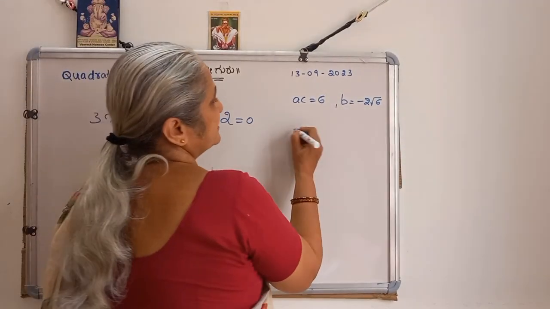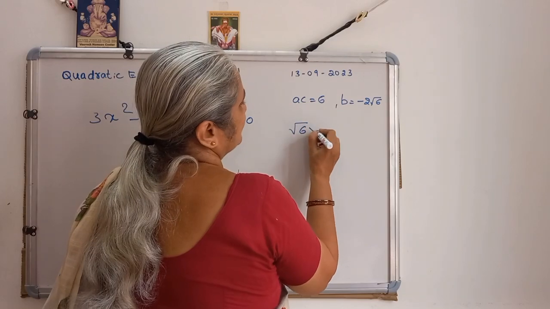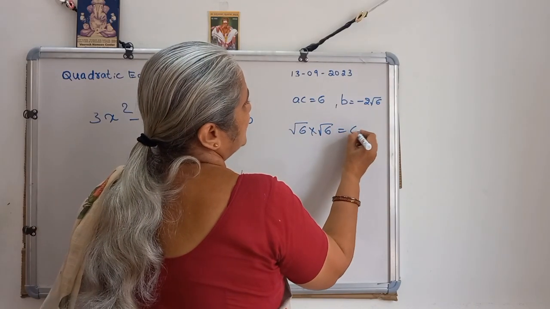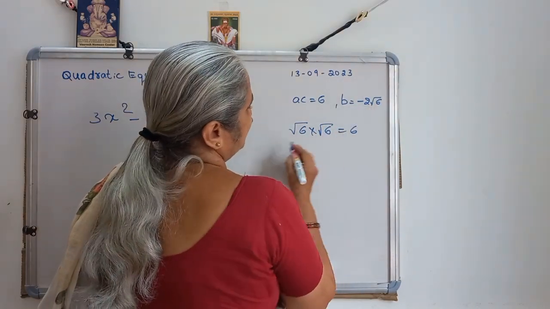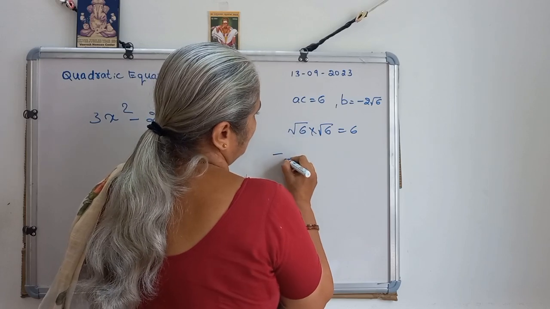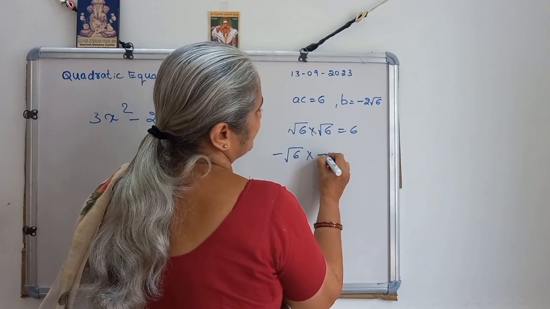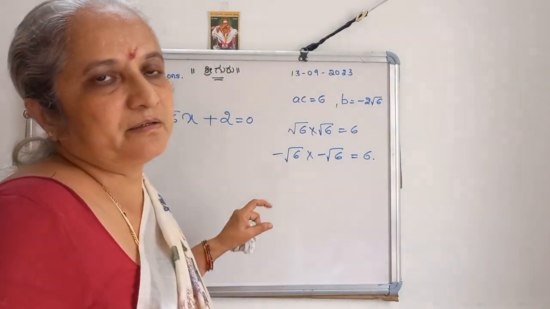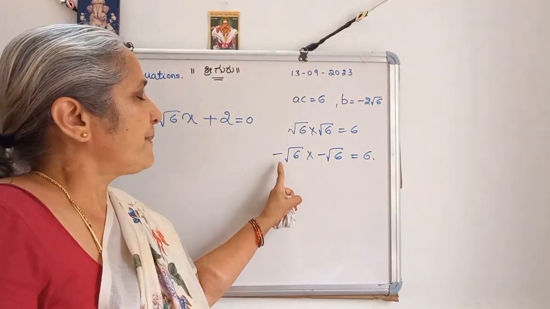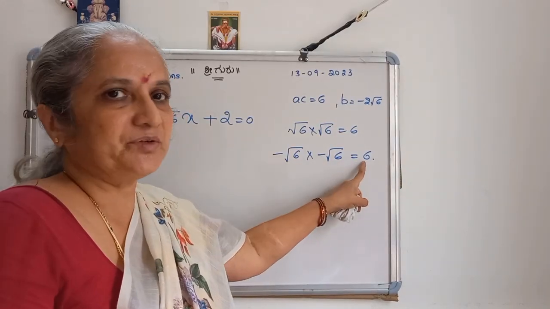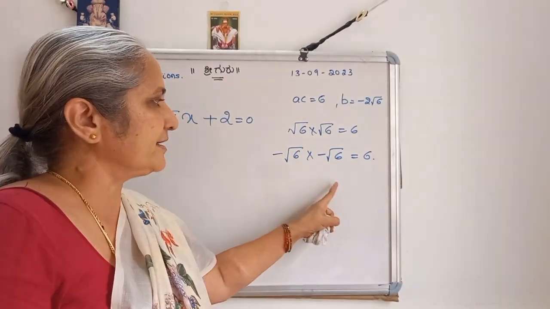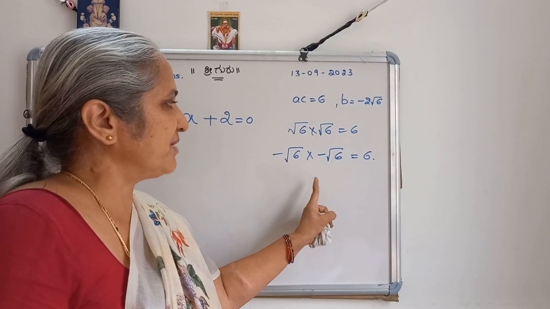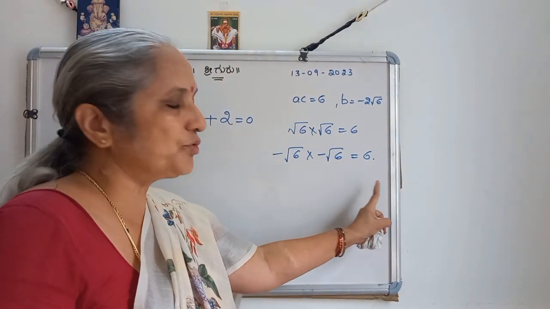What are the factors? Root 6 into root 6 is equal to 6. We want negative number. So, minus root 6 into minus root 6 is equal to 6. मल्टीप्लाई करने से माइनस इंटू माइनस प्लस होता है और ऐड करने से माइनस रूट 6 माइनस 2 रूट 6 होता है.